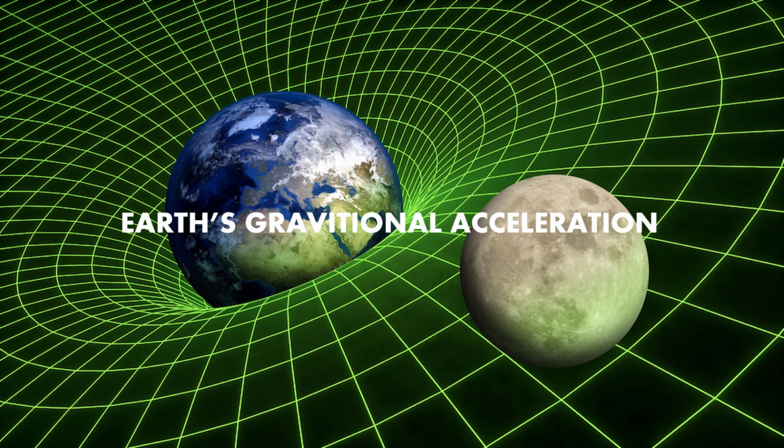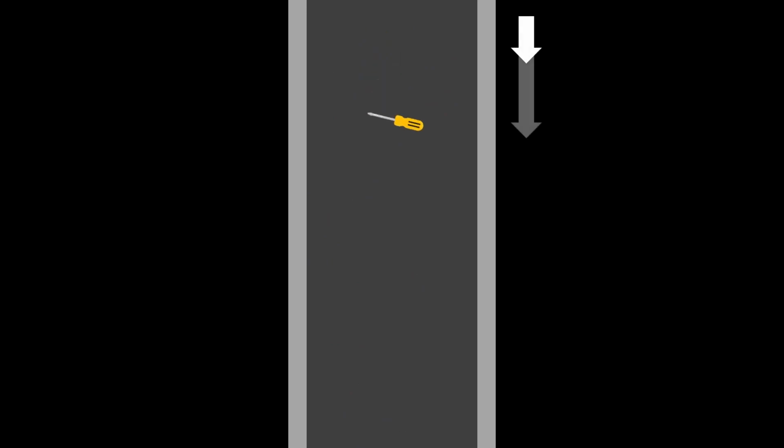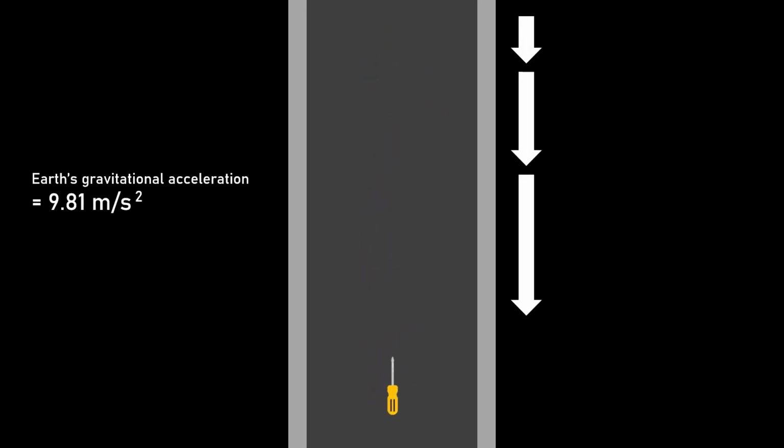Also, ever seen these random digits somewhere? 9.81? It is the Earth's gravitational acceleration. If a random object that comes to my mind, such as a screwdriver, is falling in a vacuum chamber where there is no air to create resistance, the acceleration at which the screwdriver would be falling is equivalent to the Earth's gravitational acceleration, which is 9.81.